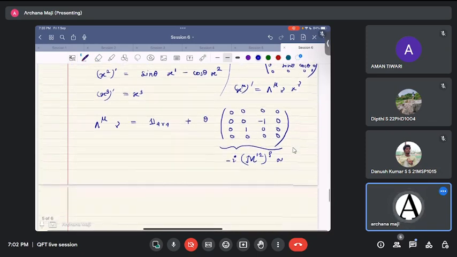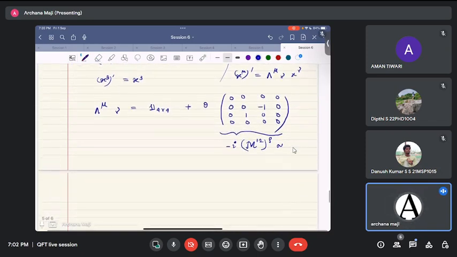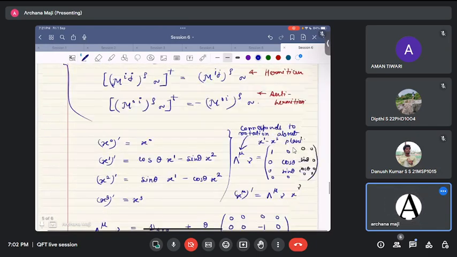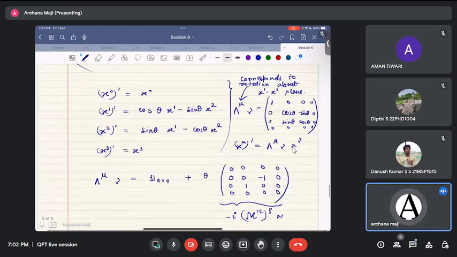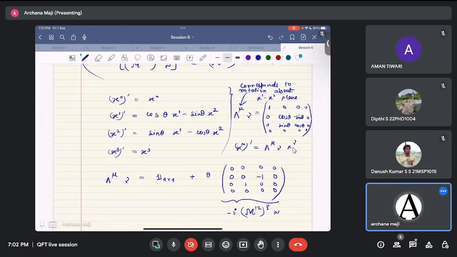Now let's proceed and define something else, which is called the Spinor representation. Before we do that, let me pause and ask if there are any questions.